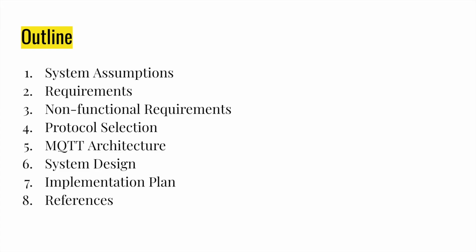Okay, so here's an outline of what I'll be talking about. I'm going to start with the assumptions we're making for the system, and then I'll spend a little bit of time talking about the functional requirements we need to meet for this project. After that, I'll spend some time talking about the non-functional requirements we came up with. Then I'll discuss the protocol selection process and why we ultimately chose to use MQTT. Then after that, I'll provide some more detail about the MQTT architecture itself. And finally, I'll discuss some of the details of our system design and how we plan to actually implement it.